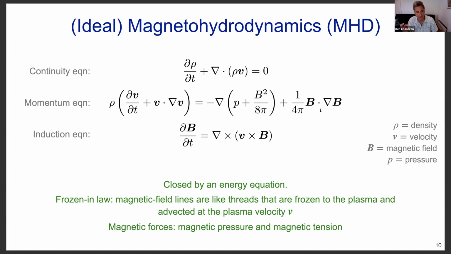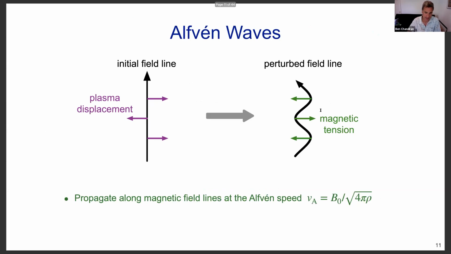If you put together the frozen-in law with the idea of magnetic tension, you immediately arrive at the physical basis of the Alfvén wave, which is illustrated in this slide. So you can understand this by considering an initial magnetic field line illustrated in black here on the left in some perfectly conducting plasma. And imagine you now displace the plasma along these purple lines. Because of the frozen-in law, those displacements drag the magnetic field line into a new shape illustrated with this squiggly line on the right, the black line.